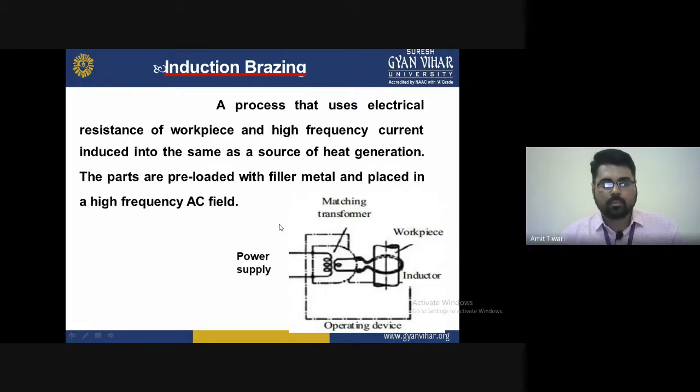These are some diagrams of the process. We require power to reach a high temperature at the operating point. The transformer gets the energy from the power source and transfers it to the workpiece, conducting the heat to melt the filler metal on the surface, and you can fix the workpiece here to join permanently in the high-frequency AC field.